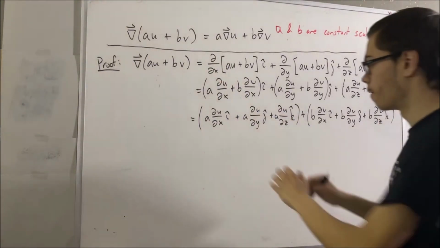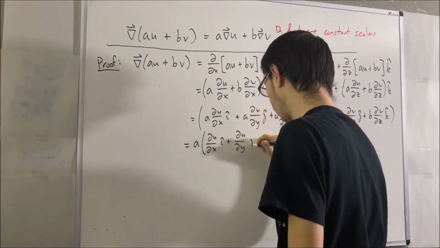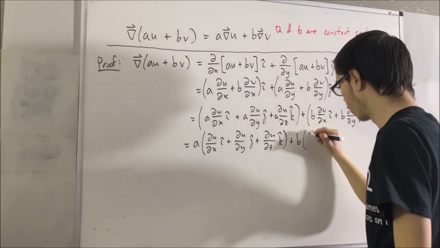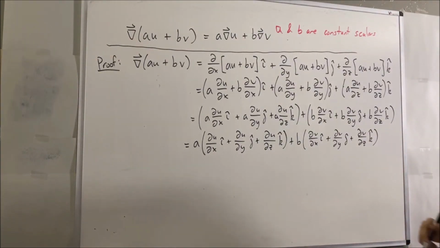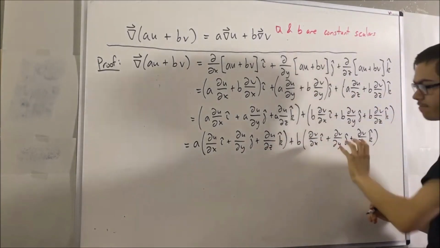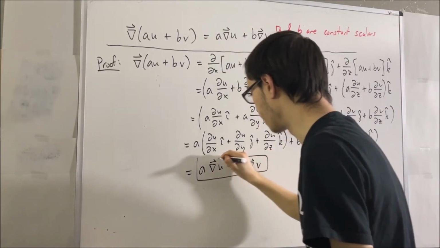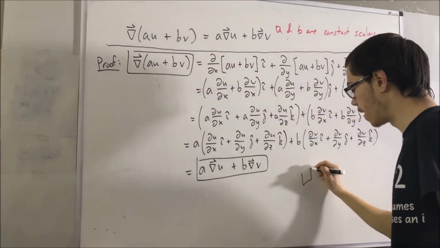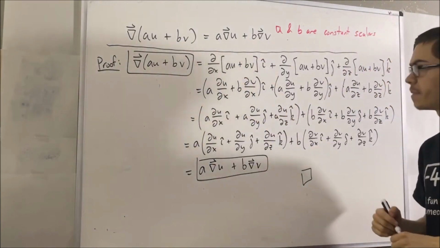But next, for our first one, we can factor out a. And for the second one, we can factor out b. And so this is really what we get. But really, this is the gradient of u. This is the gradient of v. And so as you can see, we have shown that this is equal to this. And so this completes the proof. As you can see, we have shown exactly what we wanted to show. And so this is basically it for this video.